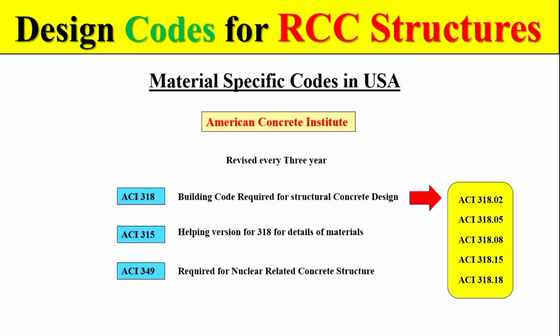So students, this is our today's topic: what are the different design codes for RCC structure. The general building codes, where we discussed the national building code, standard building code, and uniform building code. Then we have the seismic design codes, where we discussed NEHRP and SEAOC. After that we have the material specific codes, which have three different categories: ACI 318, ACI 315, and ACI 349.